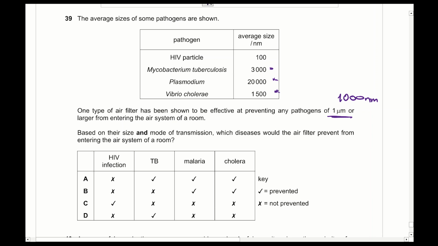It's going to be Mycobacterium, Plasmodium, and Vibrio cholerae. However, due to the mode of transmission, only Mycobacterium tuberculosis would be prevented from entering the air system of a room. The reason for this is because this is the only airborne disease. Therefore, tuberculosis is the only correct answer, because Plasmodium and Vibrio cholerae are not airborne diseases. Plasmodium is transmitted by the female Anopheles, and Vibrio cholerae is a waterborne disease. Therefore, a filter would not prevent their spread. Therefore, the answer is going to be D.